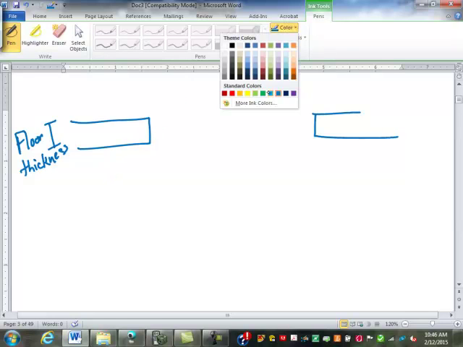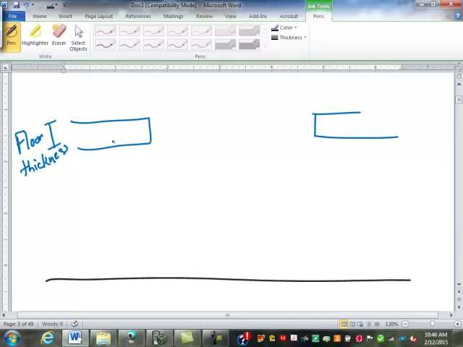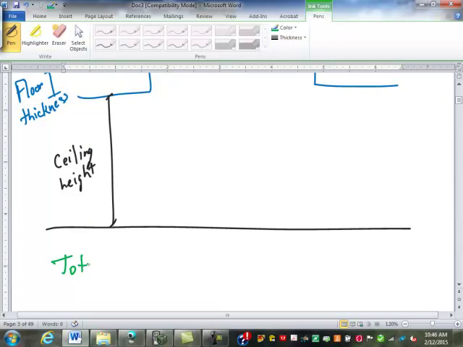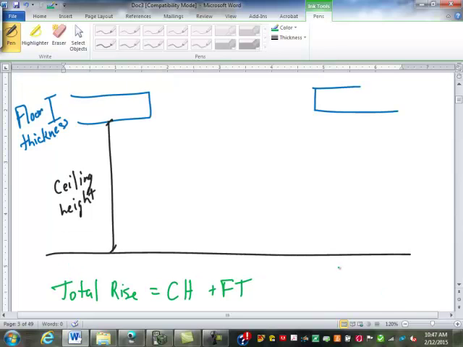Next, we have the distance between the bottom of that floor and the floor below it, which is a ceiling height. The two of those combine to make something called the total rise. So the total rise is just the ceiling height plus the floor thickness. Make sense? Then, of course, your stairway goes down like that. Pretend that looks like a stairway.